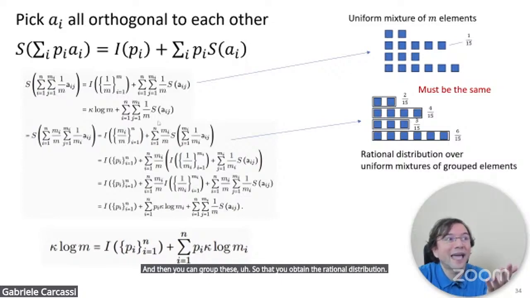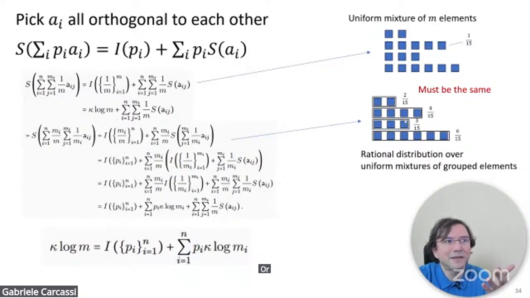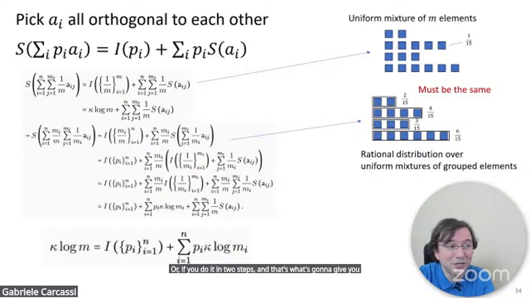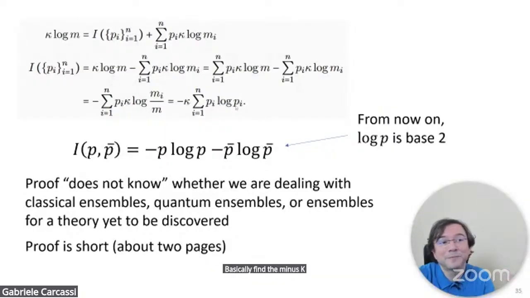And so again, you're going to have an increase of entropy if you do this mixture all at once, or if you do it in two steps. And that's what's going to give you this condition. And then you can take these conditions and basically find the minus k p log p. That's basically how it works.